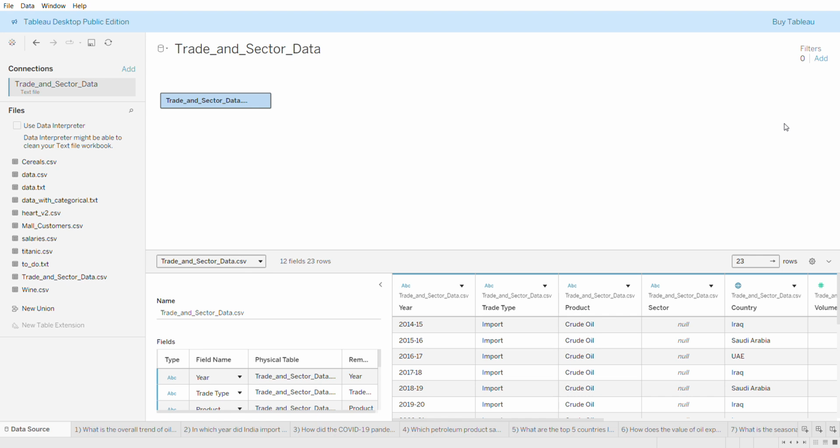Today I will present my analysis of India's petroleum trade data from 2014 to 23. I used the dataset named Trade and Sector Data and performed this analysis in Tableau. I will explain how I approached each question, what steps I took in Tableau, the types of visualization I used, and insights I gained. Here in sheet 1 I have done the first question.